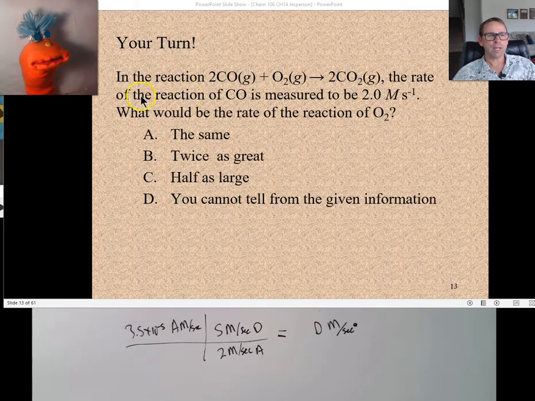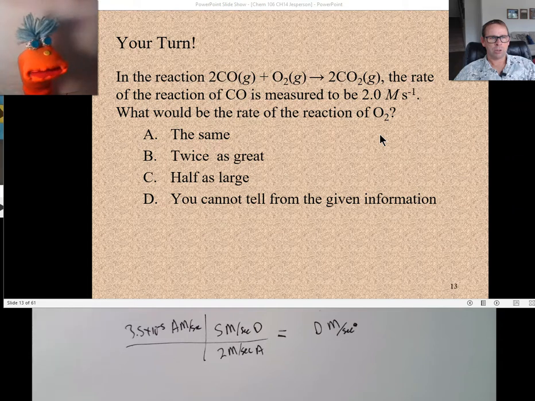Here's another one. The rate of the reaction of carbon monoxide is measured to be 2 molar per second. What would be the rate of the reaction of oxygen gas? Well, 2 molar per second, and carbon monoxide has a 2, oxygen gas has 1. So it'd just be half as large, right? That's right. It would be half as large because the stoichiometry here is 1 and the stoichiometry here is 2. All right. Does that make sense? Yeah, I get that. Excellent.